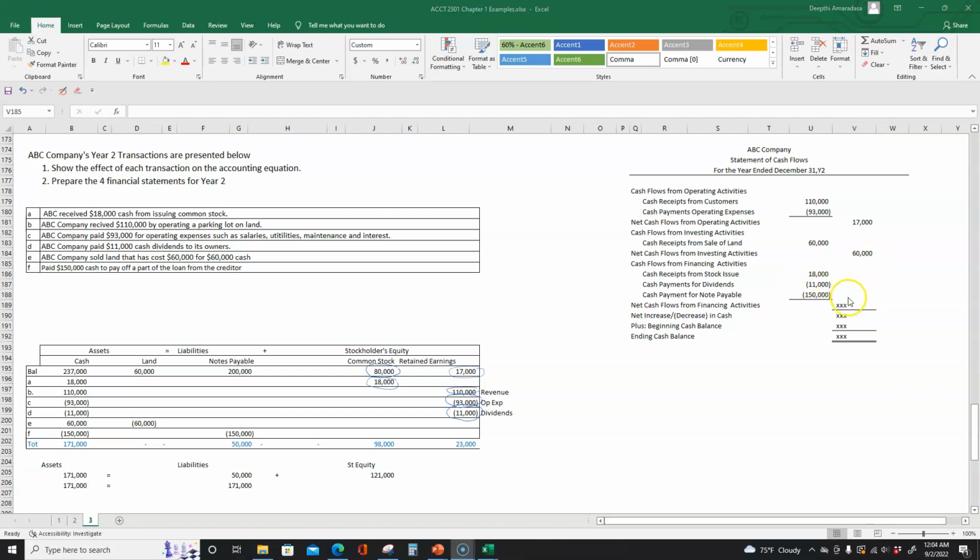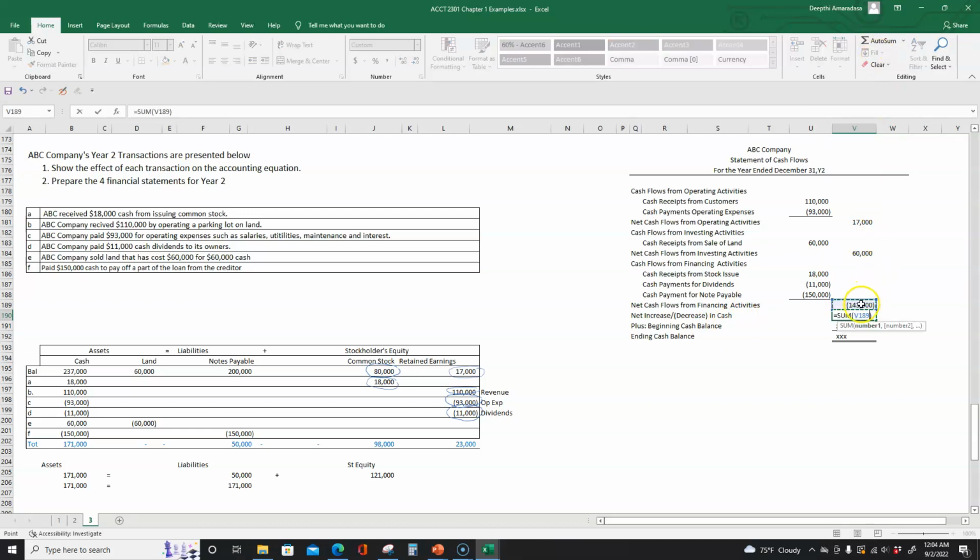Next, let's look at financing activities. You had three items here. So all we do is combine these three items. So 18,000 minus 11,000 minus 150,000. And we find that we had a negative 143,000 from financing activities. Now that you have your cash flows from operating activities, investing activities, and financing activities, you're going to add these three numbers together to figure out your net increase or decrease in cash.